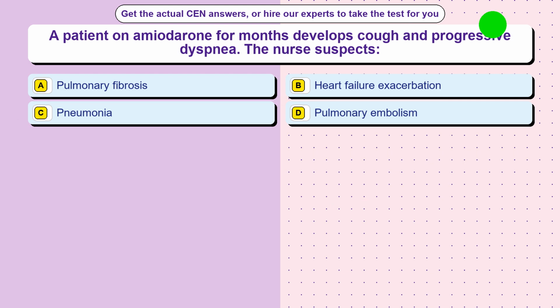Question 71. A patient on amiodarone for months develops cough and progressive dyspnea. The nurse suspects: Option A, pulmonary fibrosis. Option B, heart failure exacerbation. Option C, pneumonia. Option D, pulmonary embolism.